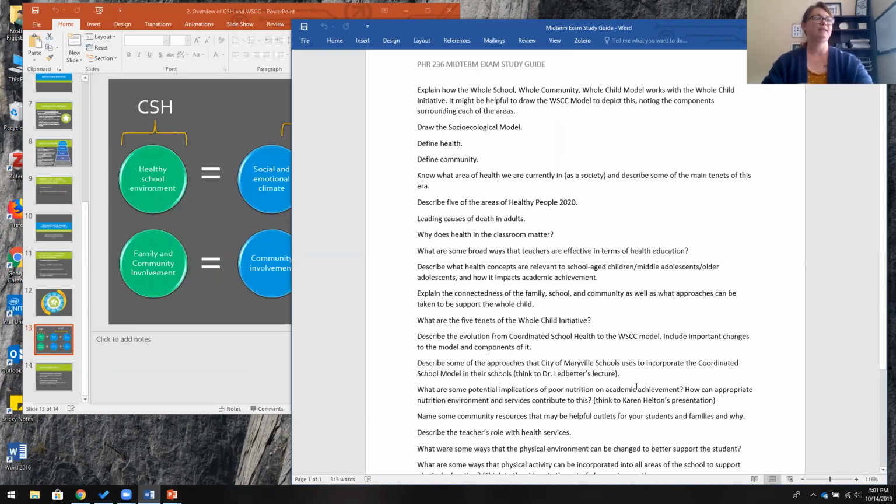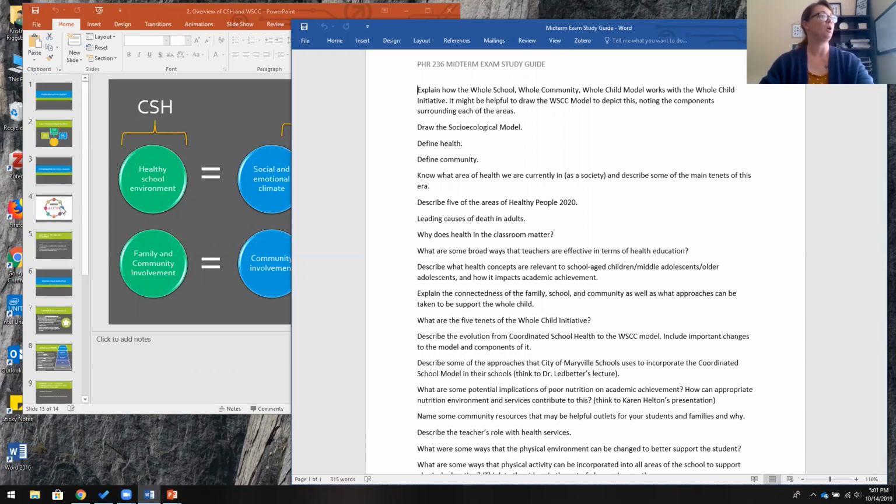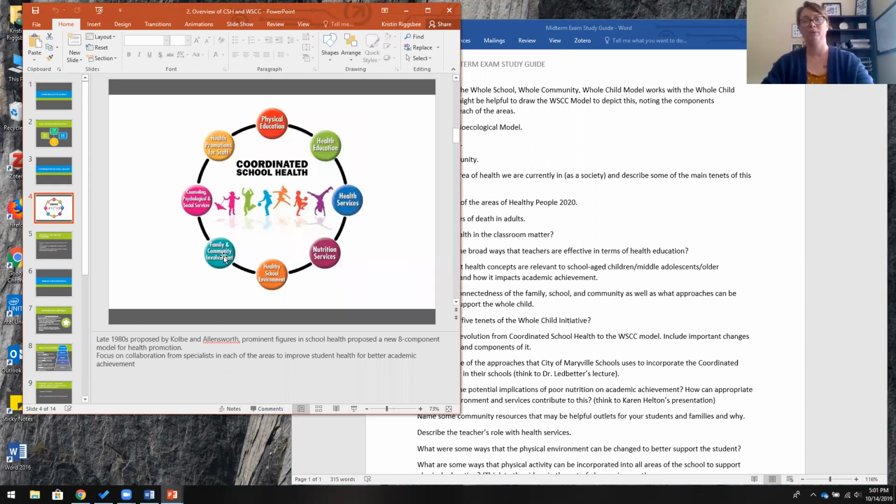Describe some of the approaches that City of Maryville Schools uses to incorporate the coordinated school model in their school. So if you go back to that coordinated school model, which has 8 components, it's the early WSCC, try to think about the different examples that Dr. Ledbetter gave about things that they actually do at Maryville City Schools, and try to see if you see them in any of the components. And if you can name 2 or 3 specific examples of initiatives that they do, and then link it to whichever piece of CSH you're talking about, that would be great.